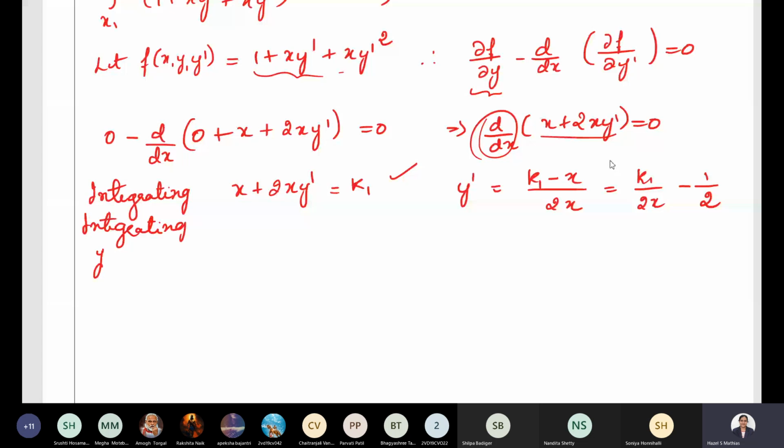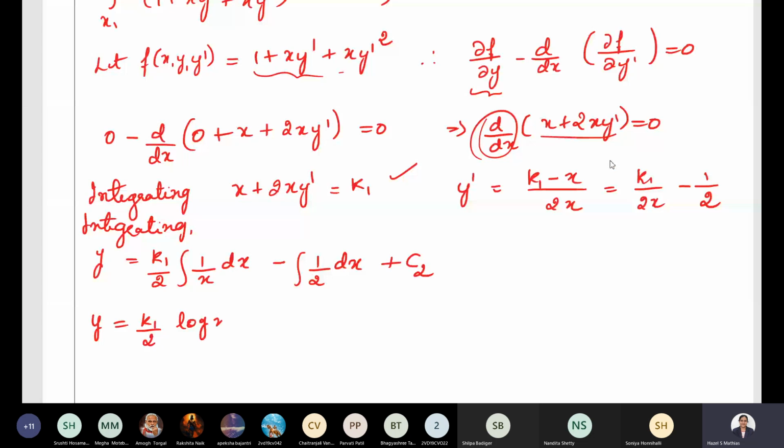On integrating, y is equal to k1 divided by 2 into integration of 1 by x into dx, minus integration of half into dx, plus the integrating constant. Let's take this as c2. Now y is equal to k1 by 2 times log x, since integration of 1 by x is log x, minus integration of the constant term with respect to x, which is half x, then we have the constant, say c.